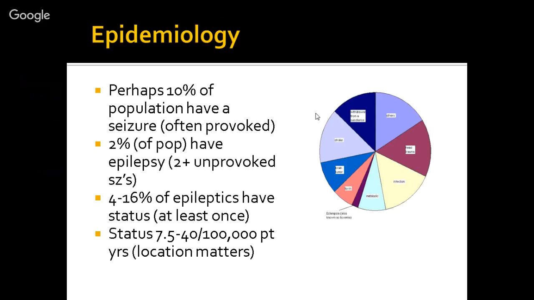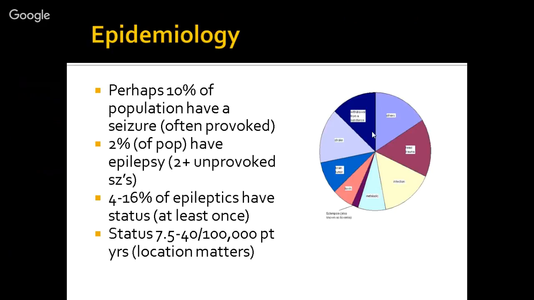Epidemiology: about 10% of the population have a seizure, and that's across the board. 2% have epilepsy, which means 2 or more unprovoked events. And then of epileptics, about 4 to 16% have status at least once. So those are the numbers.